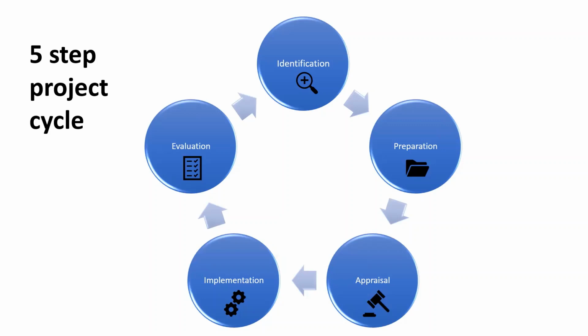Project appraisal is the process of assessing in a structured way whether to proceed with the project. Project implementation is the actual work, that means where the project's vision and plan become reality. Project evaluation is a systematic and objective assessment of an ongoing or completed project. These are the pillars in the 5-step project cycle.